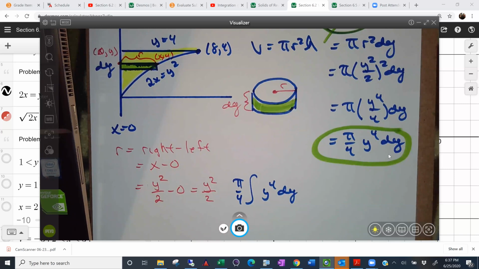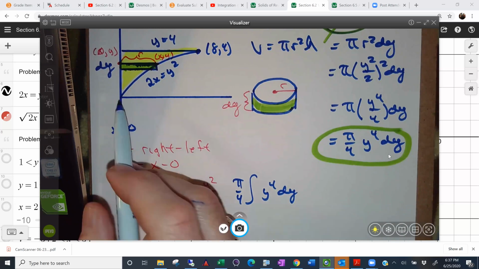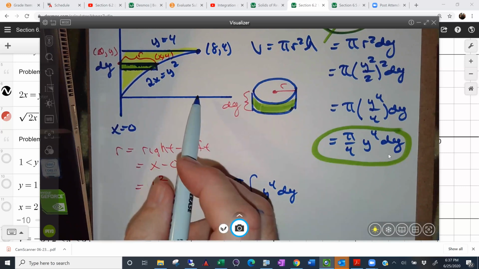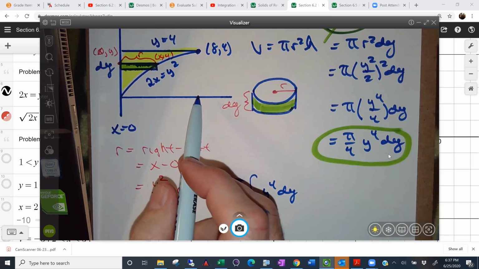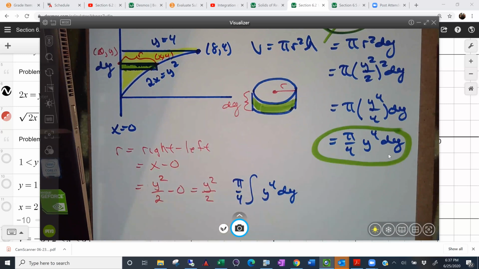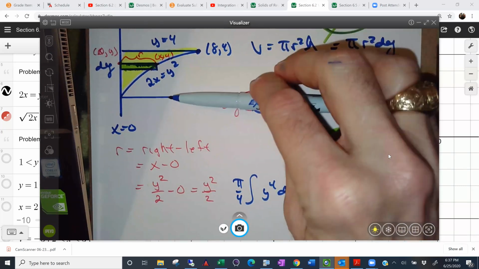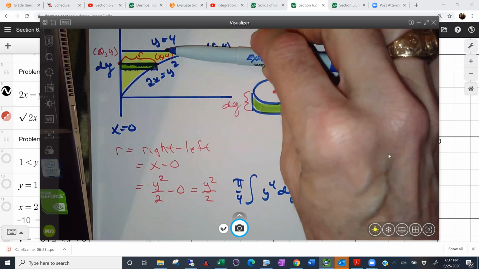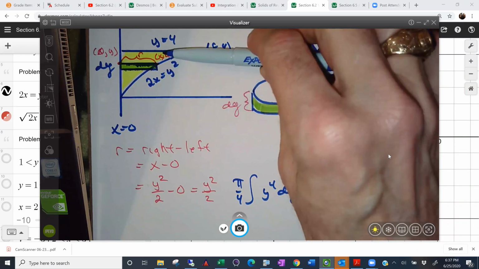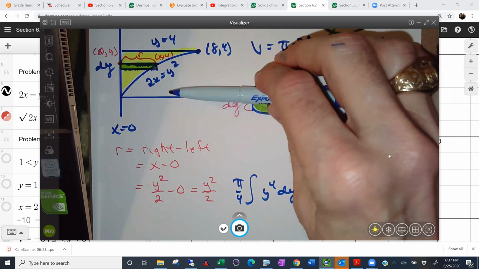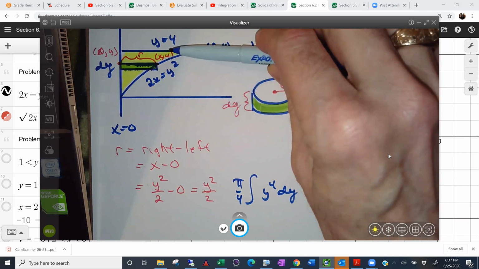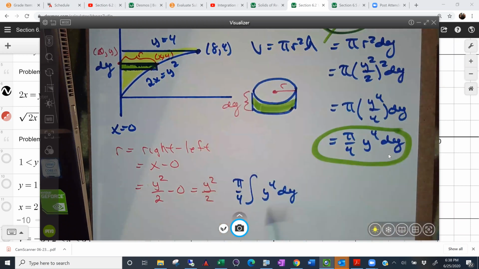But where do I integrate to? 0 to 4. Why 0 to 4 and why not 0 to 8? Somebody, go ahead. Doing the dy, right? Not dx. Good. We're integrating with respect to y. We want to see how y varies, and y can vary in this region, starting all the way down here at x equals 0, going all the way up here to x equals 4. So there's your limits of integration, 0 to 4.